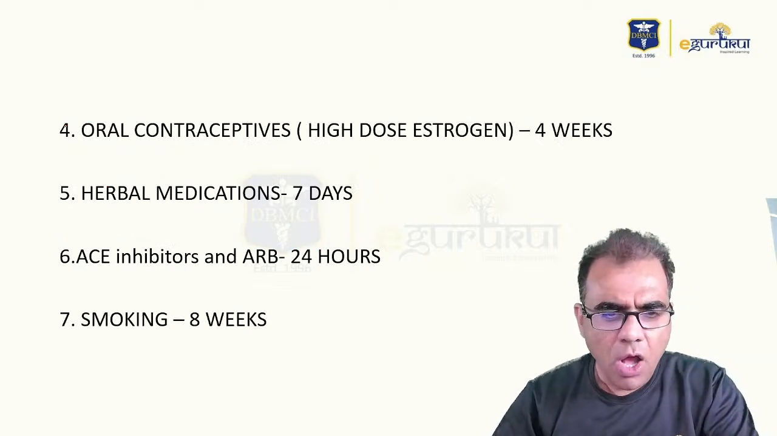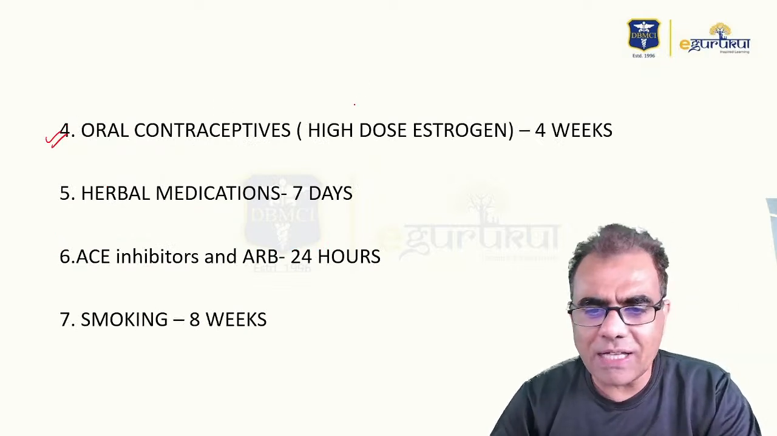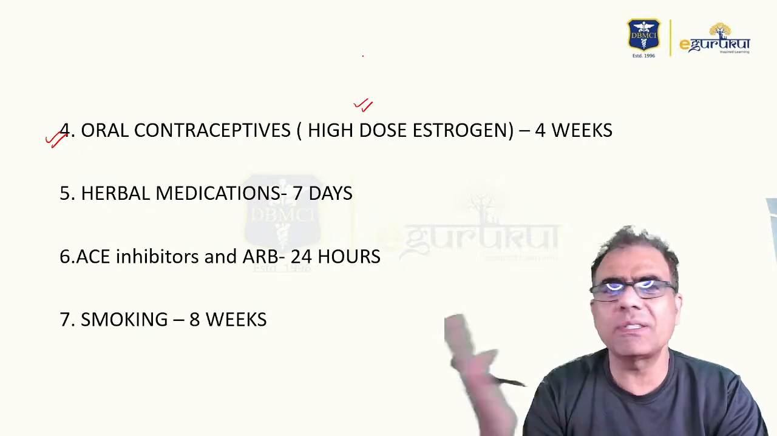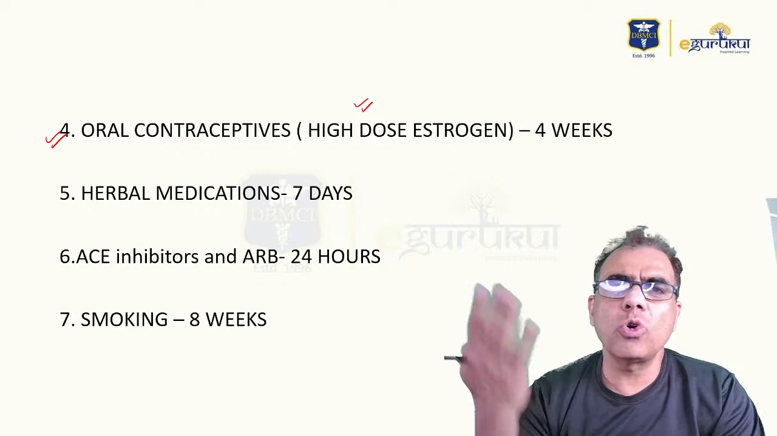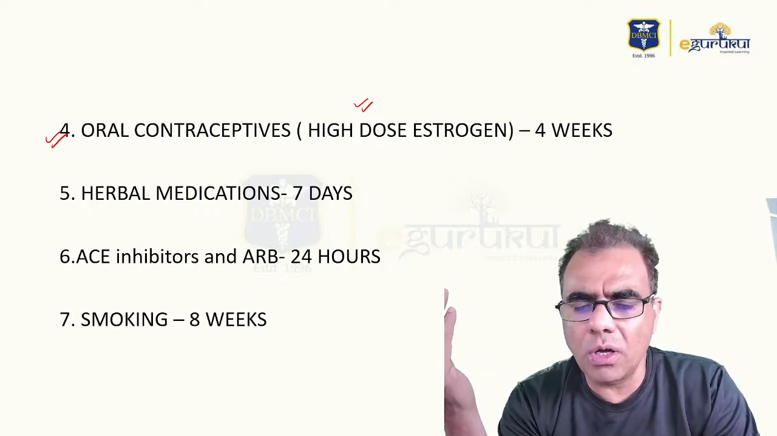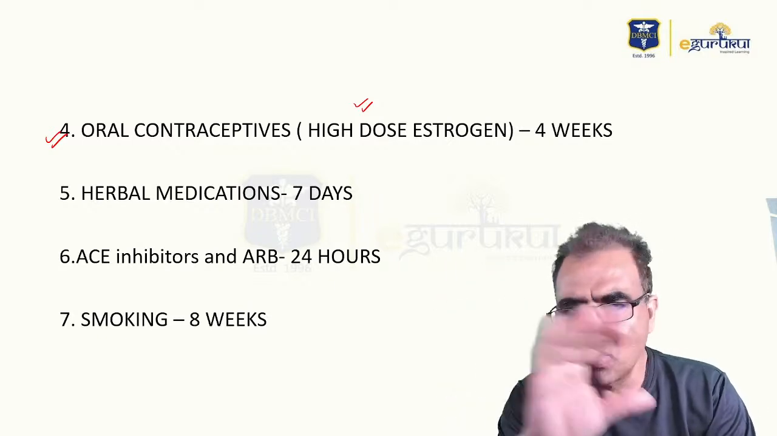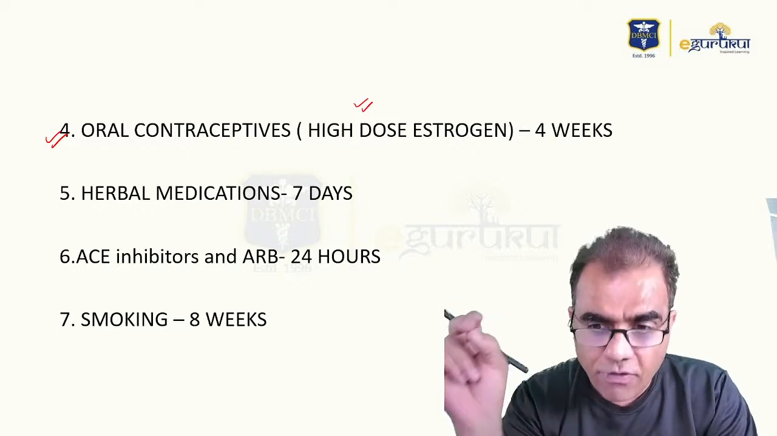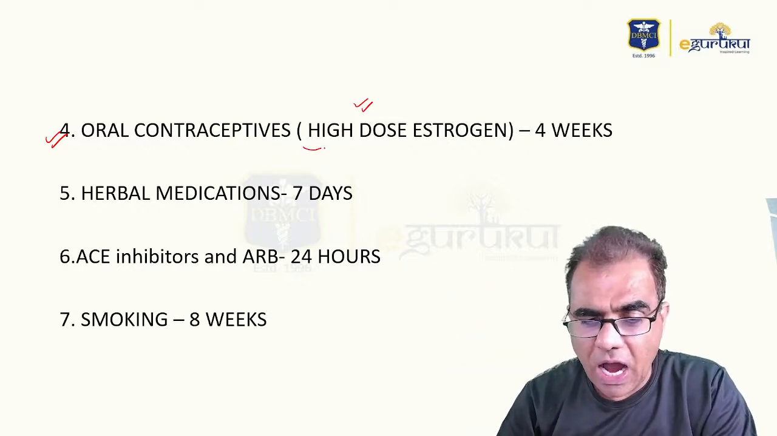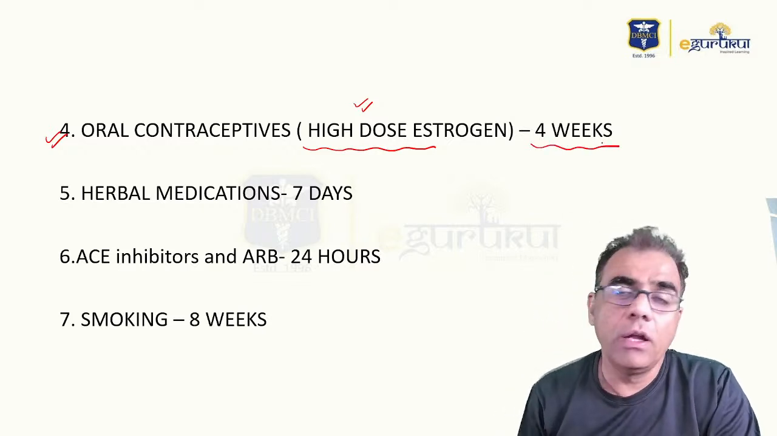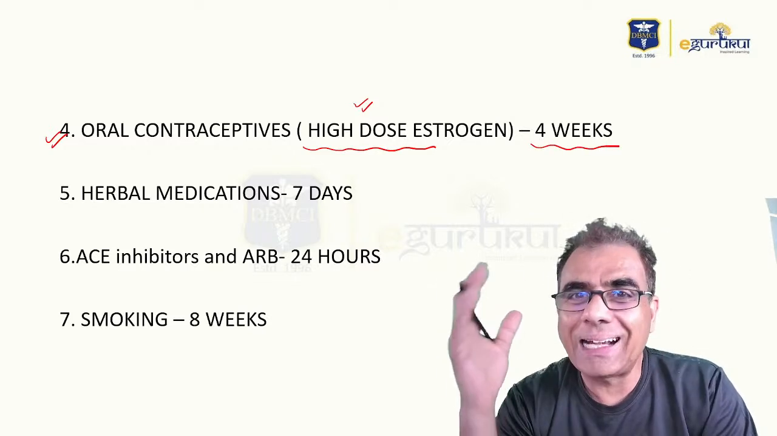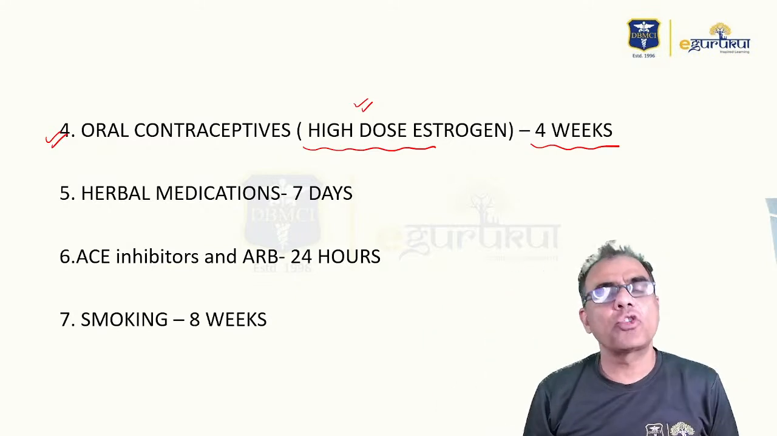No change. Oral contraceptives, that is high dose estrogen. Oral contraceptives may be low dose estrogen or only progesterone. So if the patient is on low dose estrogen or only progesterone, no need to do anything, we'll continue. However, if the patient is taking high dose estrogen, then we have to stop 4 weeks prior. And why? You very well know that estrogen increases the risk of thromboembolism.